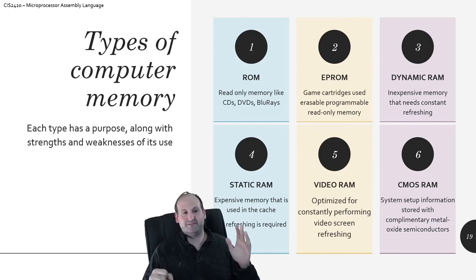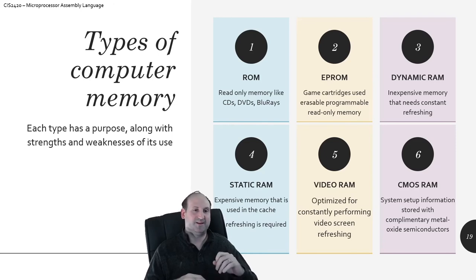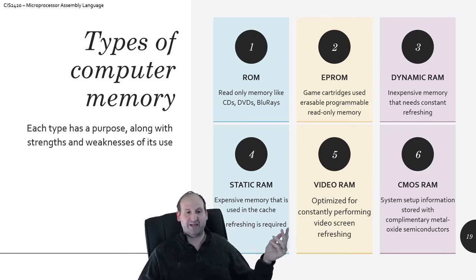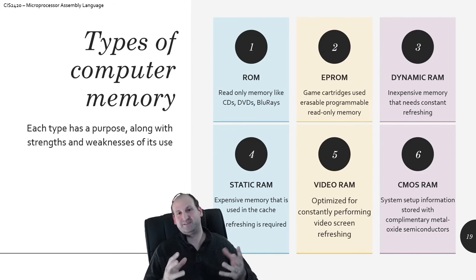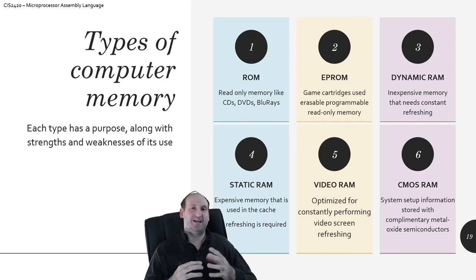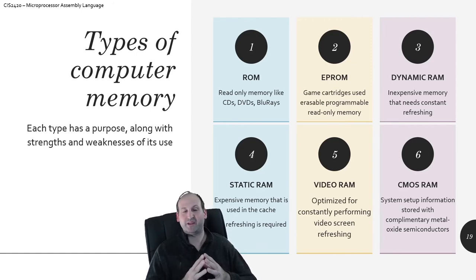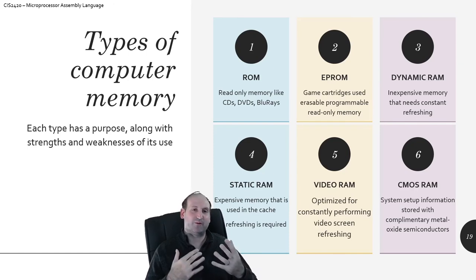EPROM, think of video game cartridges like the old days, like the original Nintendo, Super Nintendo, not so much PlayStation, but any of those old cartridges that you see around. Dynamic RAM, static RAM, video RAM, all sorts of stuff. There are different ways to do it, and all of those different ways take different technologies and a different amount of time to get the information to or off that source. Or in some cases, like ROMs, read-only memory, I can read from it, but I can't write to it.